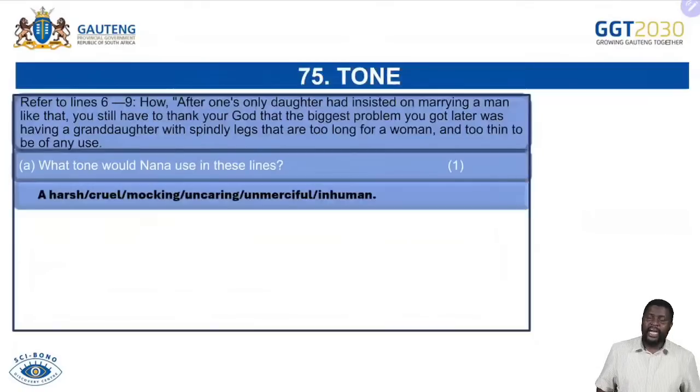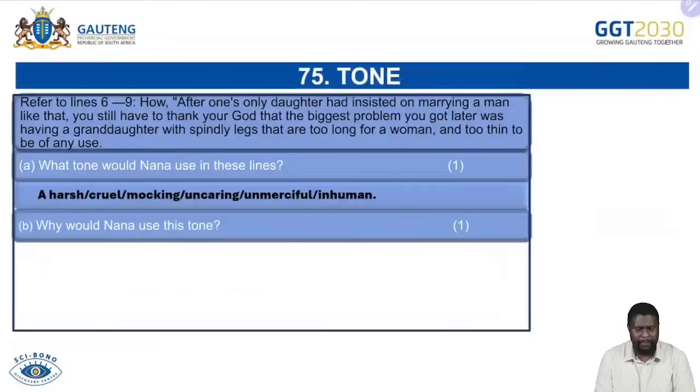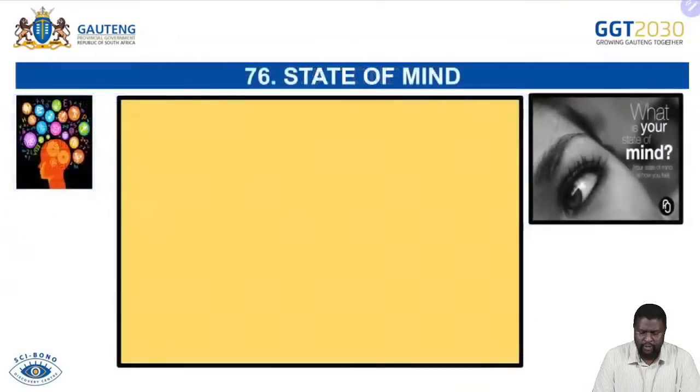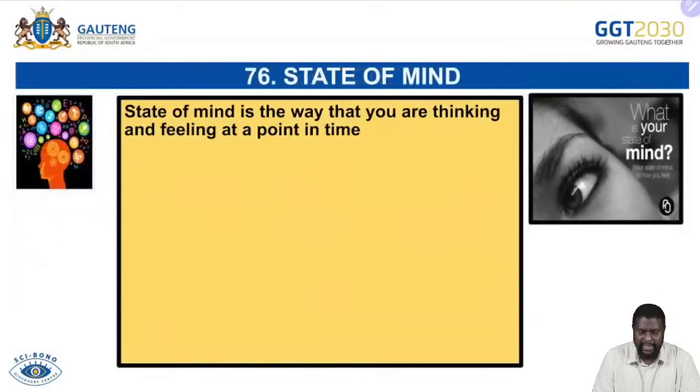Why is she being harsh? Remember we said on the second part of the answer, you must give a reason for the character's emotion. Why does she say what she says, the way in which she says it? What are the reasons? She blames Ajwa's deformity on the type of mate her daughter has chosen. That is why the granddaughter is like that. Or she is insensitive to Ajwa's thin legs. She is very insensitive.